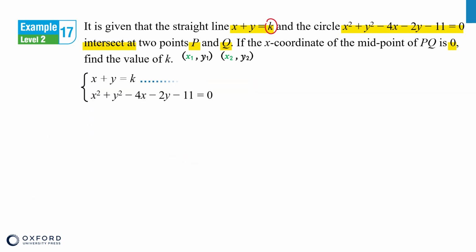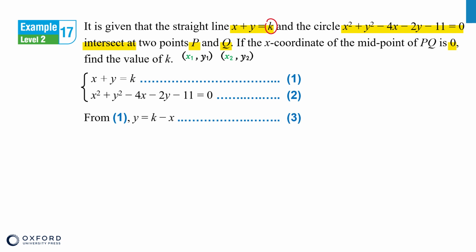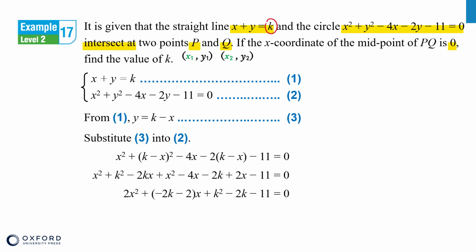Write down the simultaneous equations, then make y the subject of the equation of the straight line and put this into the equation of the circle. This will make the equation a bit complex, so be careful when simplifying it. Eventually, we will obtain a quadratic equation in x and the unknown k.